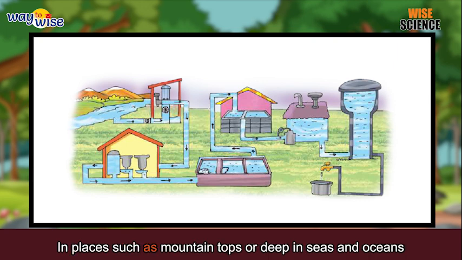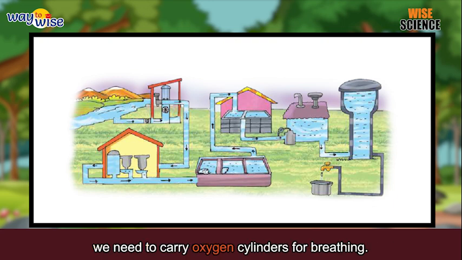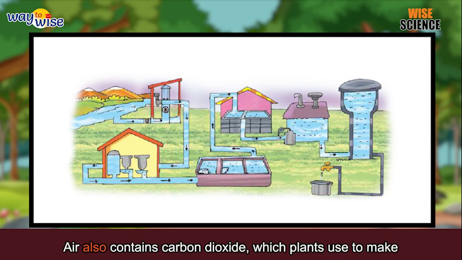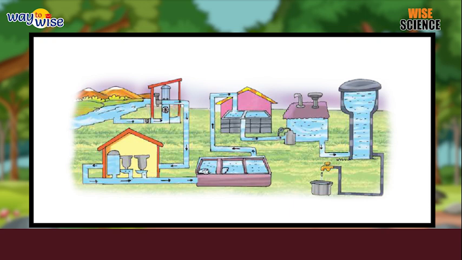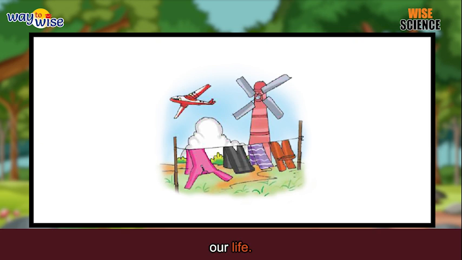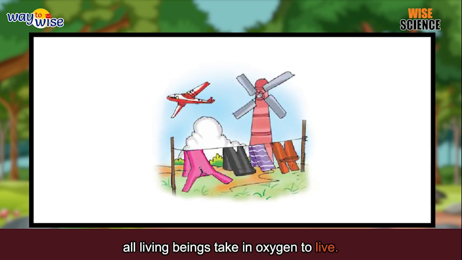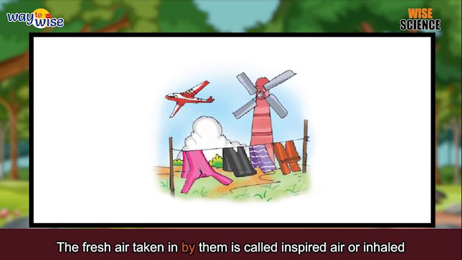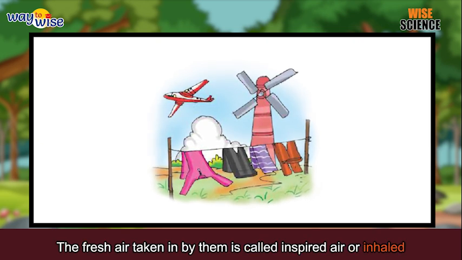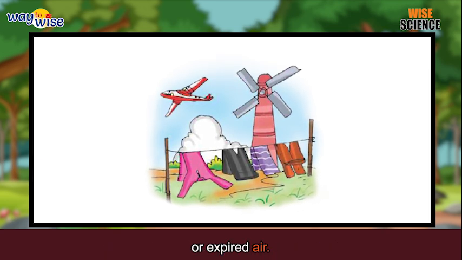In places such as mountain tops or deep in seas and oceans where there is not enough air or oxygen, we need to carry oxygen cylinders for breathing. Air also contains carbon dioxide, which plants use to make food. Air is needed for breathing. Air supports our life. All living beings take in oxygen to live. The fresh air taken in by them is called inspired air or inhaled air. The air we breathe out is called exhaled or expired air.